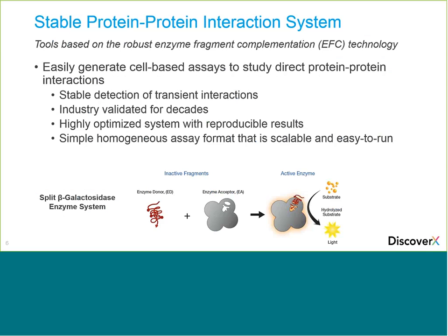Separately, these beta-gal fragments are inactive, but when they combine, driven by the natural protein-protein interaction, they form an active beta-gal enzyme, which hydrolyzes substrate and produces a nice chemiluminescent signal to have you quantify your interaction and look at the pharmacology of the ligands you may be screening.